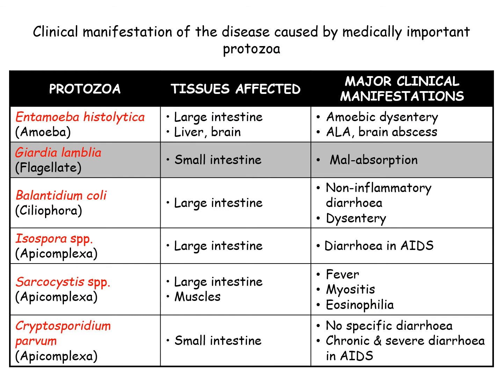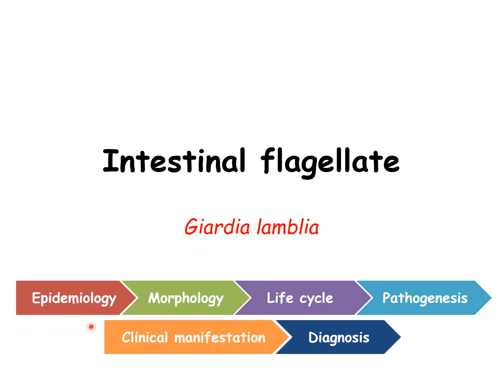This is the list of protozoa that we are going to cover in this course. It includes Giardia lamblia, which affects the gut, and the major clinical manifestation is malabsorption of nutrients. In this lecture, we will look into the epidemiology, morphology, life cycle, pathogenesis, clinical manifestation, and diagnosis related to Giardia lamblia infections.